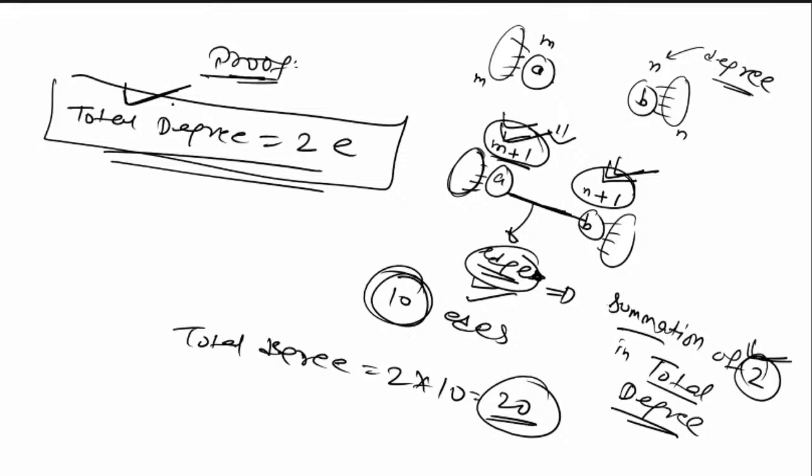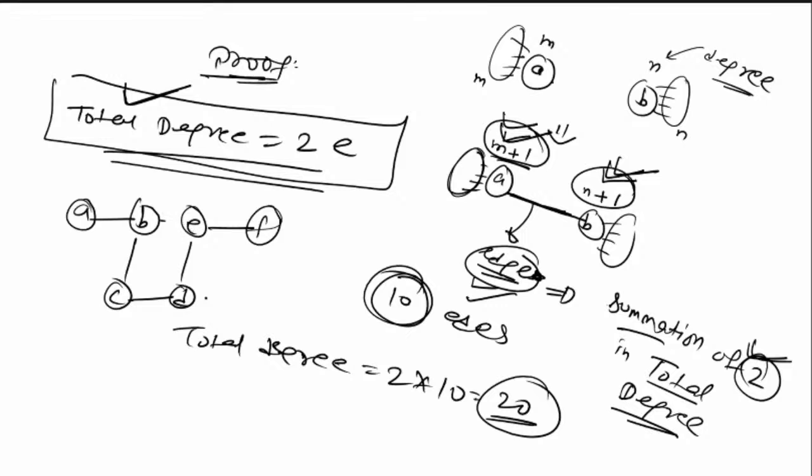Also, what is total degree? Total degree means you add the degree of all the vertices. For example, let's take this graph with vertices A, B, C, D, E, F. In this graph, what is the degree of vertex F? The degree of vertex F is 1, because there is only one edge incident on F. The degree of vertex A is 1. The degree of vertex B is 3, because of these three edges.